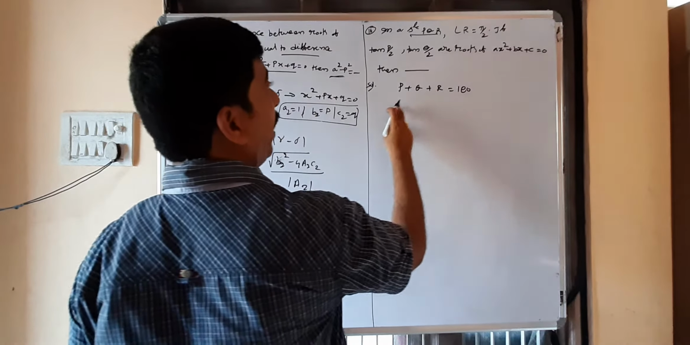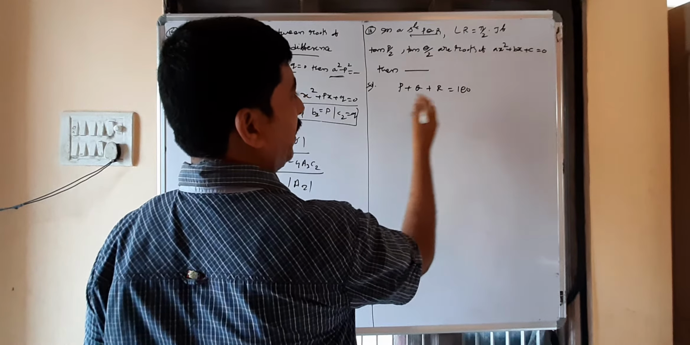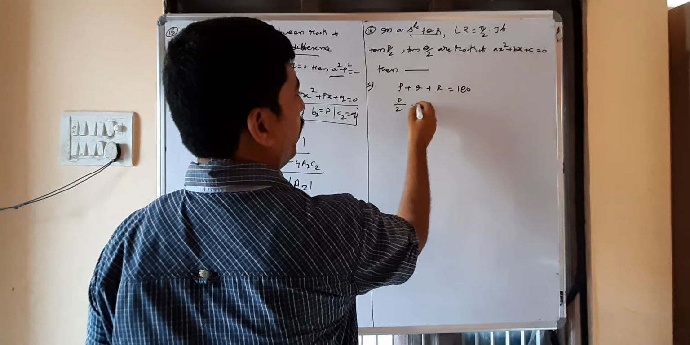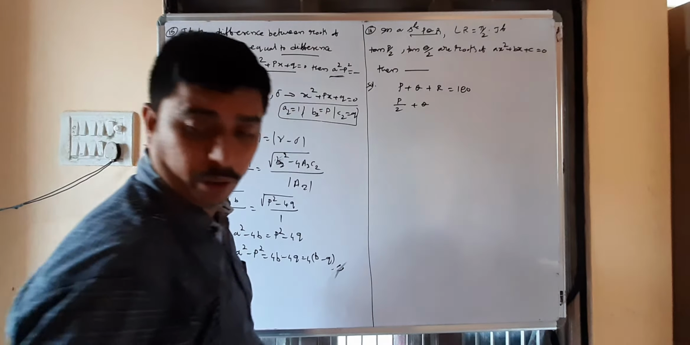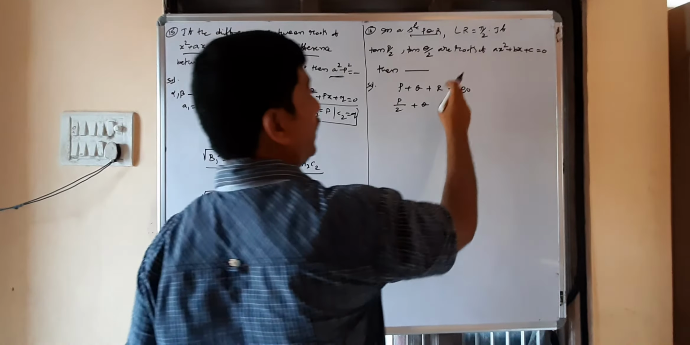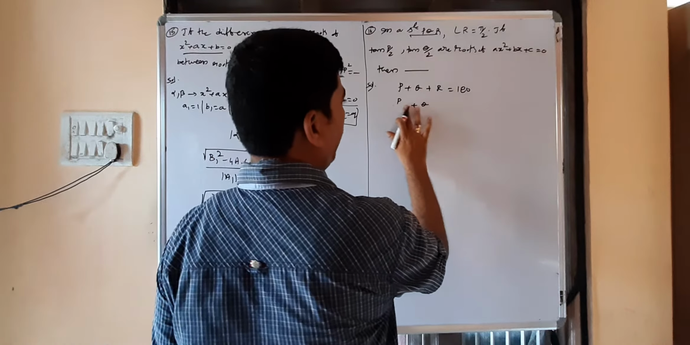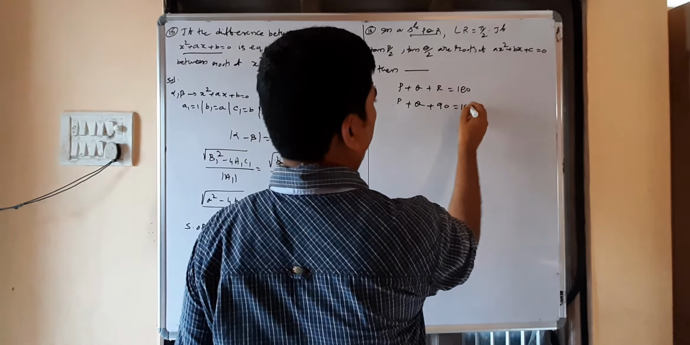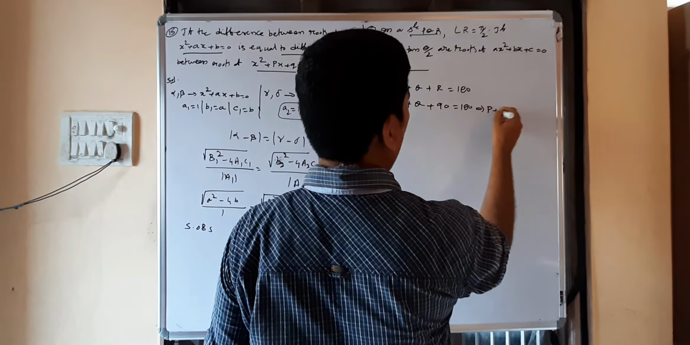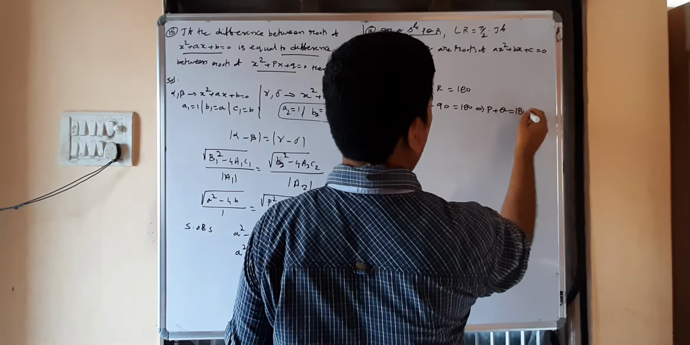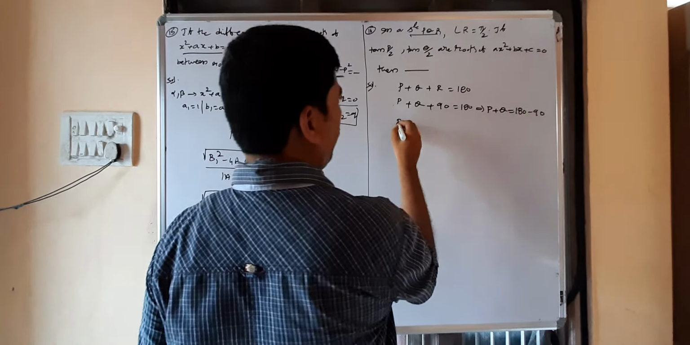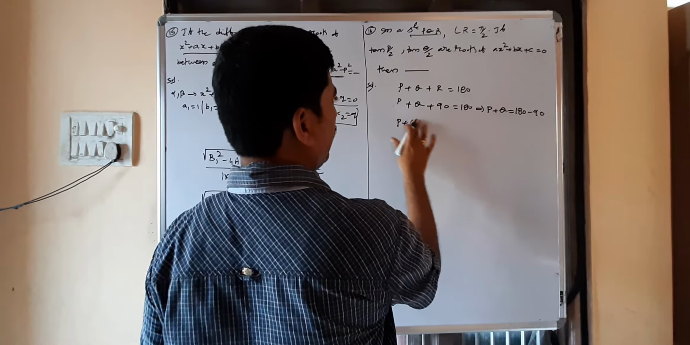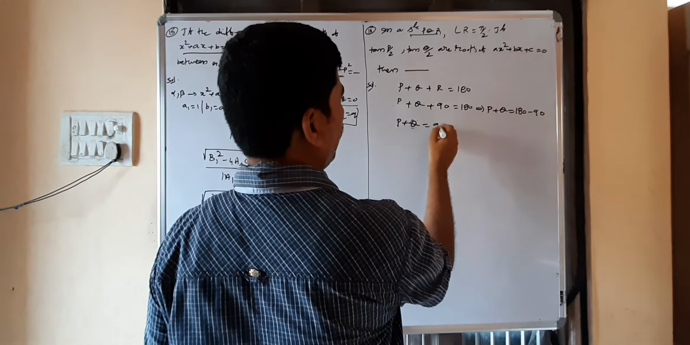Here R by 2 is given as 45, so R is 90. So P plus Q plus 90 equals 180. That means P plus Q equals 180 minus 90, so P plus Q is given as 90.